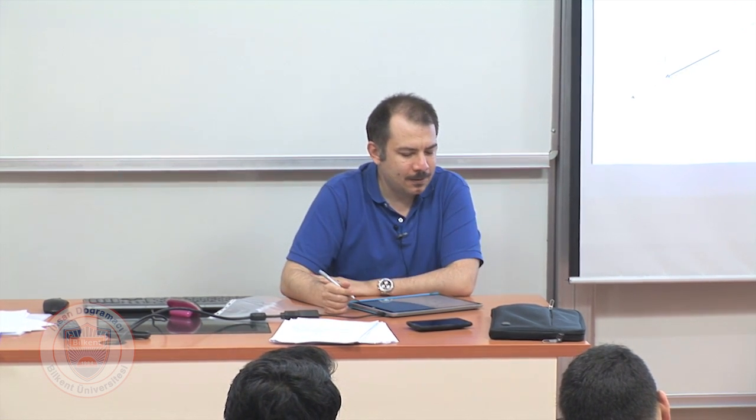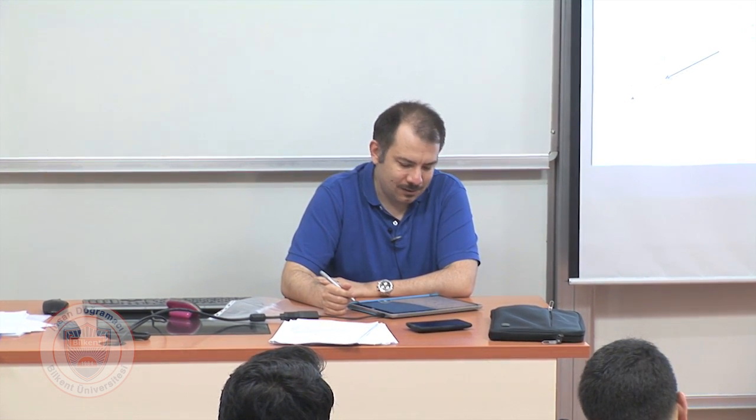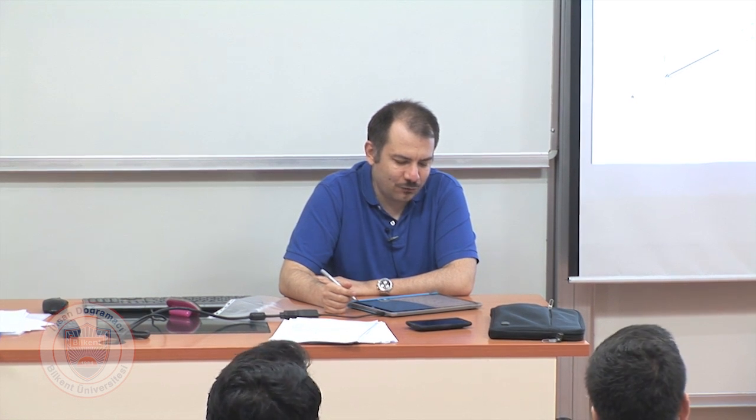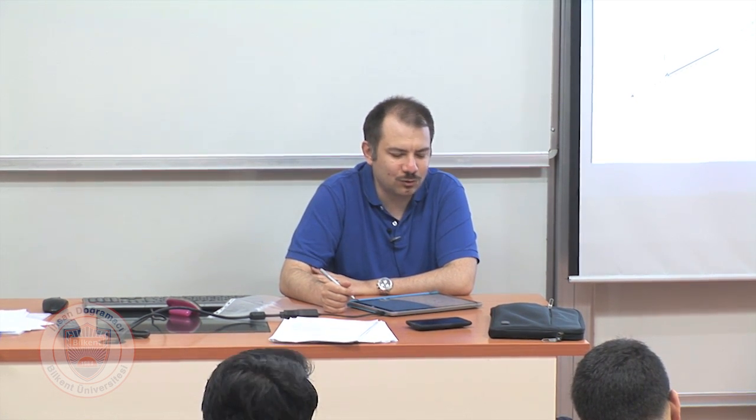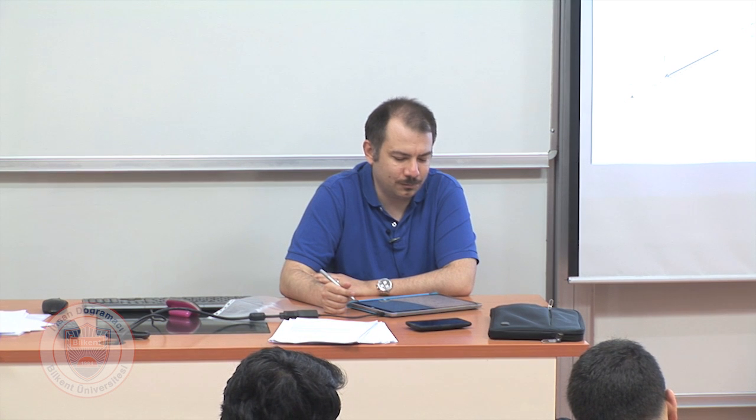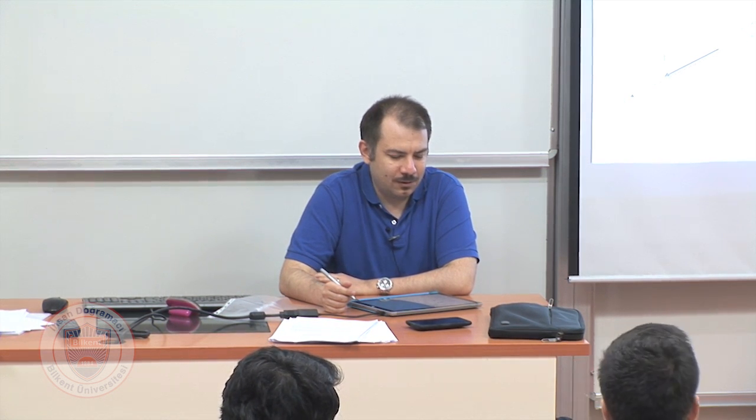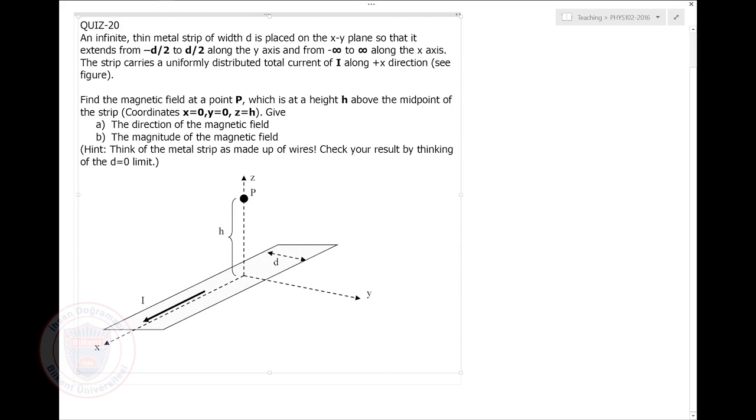Okay, and it's on the xy plane, going from y equals minus d over 2 to y equals plus d over 2. Current is carried uniformly along the x direction. Find the magnetic field at point P.